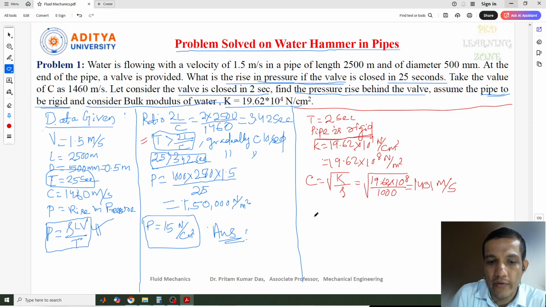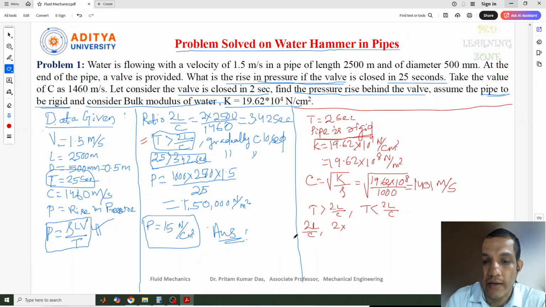Now we need to find out again the ratio that we need to satisfy, whether T is greater than 2L by C or T less than 2L by C. So we need to find out the value of 2L by C. So 2 into our length of the pipe, which is given as 2500. So you can write 2500 divided by the C value 1401.